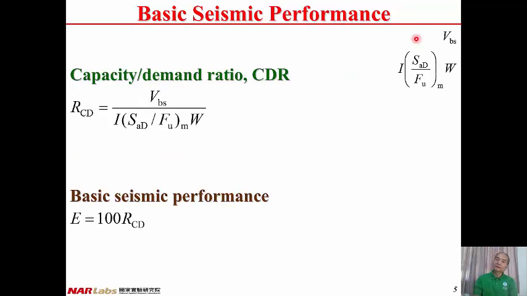Once we have the capacity and the seismic demand, then we can have the capacity to demand ratio, CDR, or in R, what we call RCD, equal to VBS divided by I times SAD divided by FU multiplication times W. In order to communicate with the general public, we magnify RCD by 100 times to have basic seismic performance, E equal to 100 RCD. If E is larger than 100, that means that RCD is larger than 1, the seismic capacity is larger than the seismic demand.